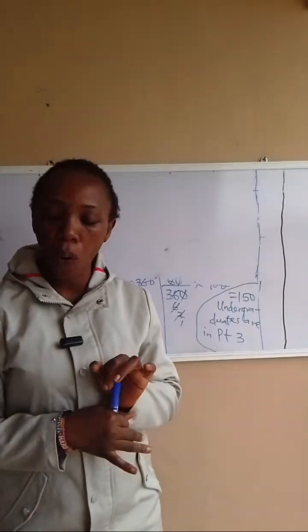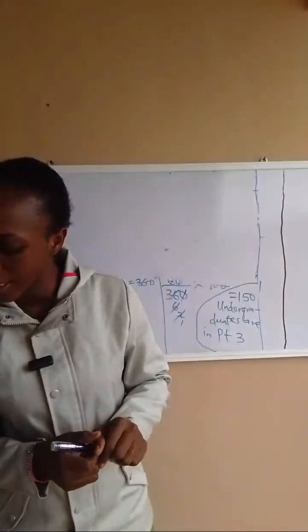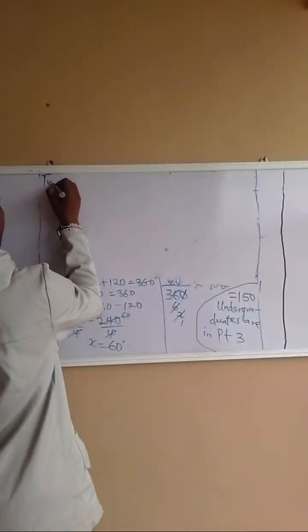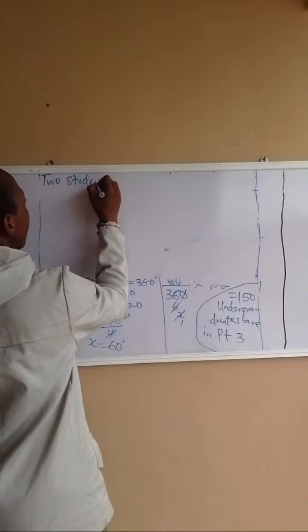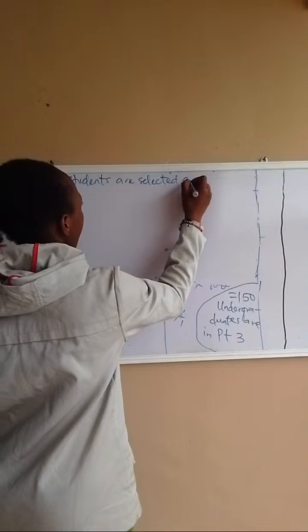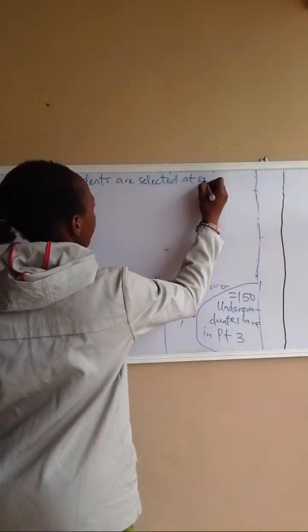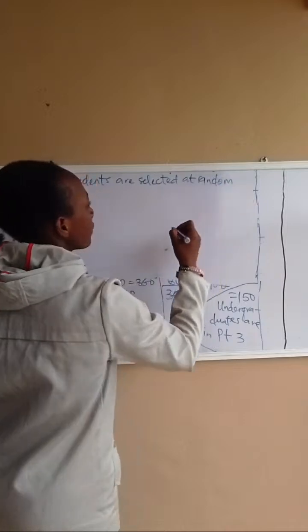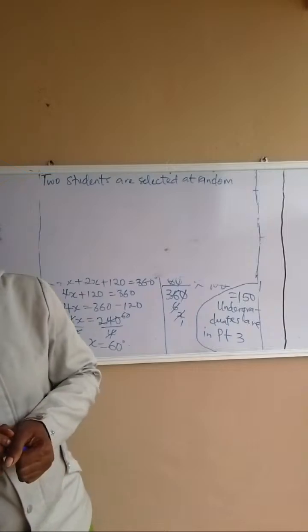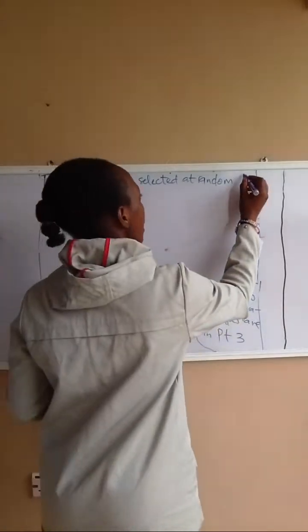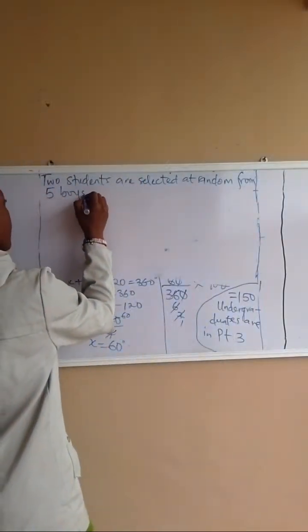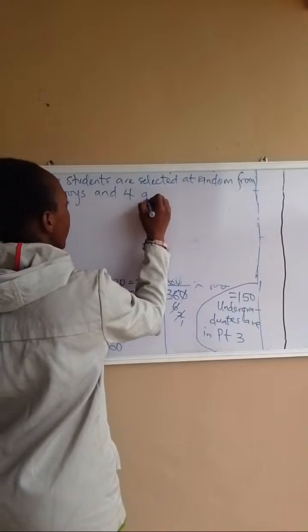Now, the next question is on probability. 2 students are selected at random from 5 boys and 4 girls.